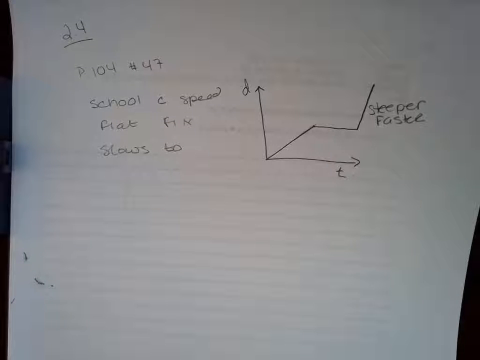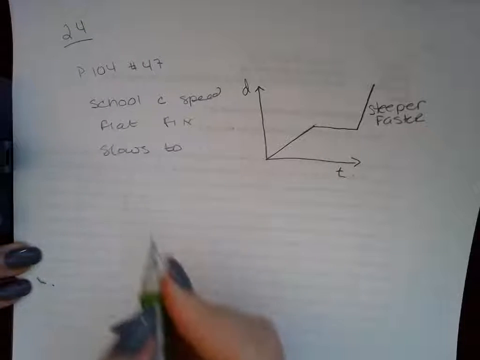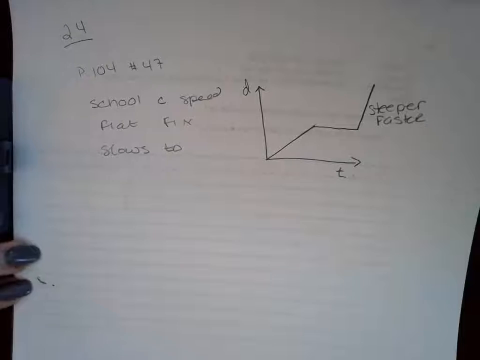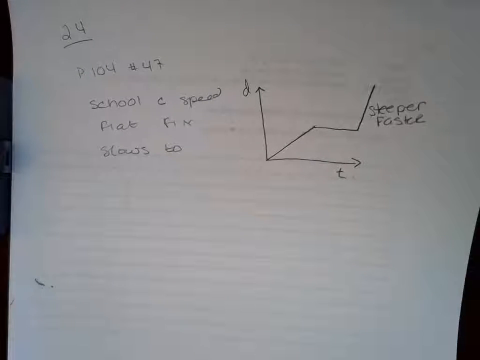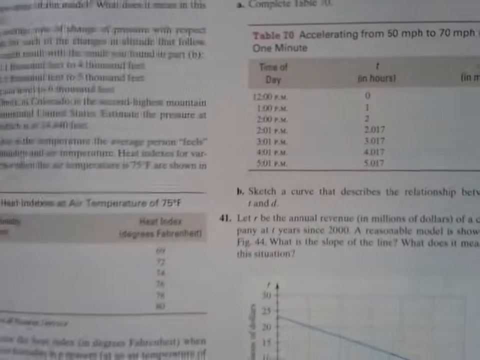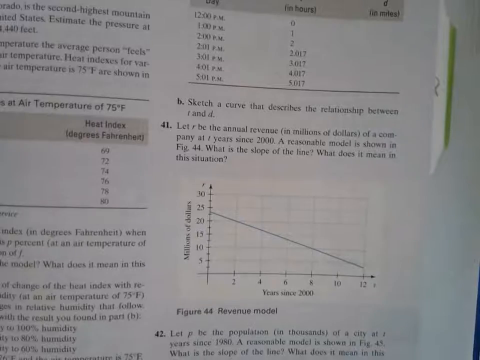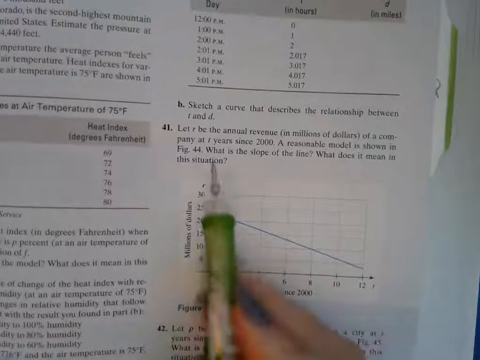Another problem from the same section is question 41. I'm going to bring the book over, because it is a graph. All right, sorry, so you don't get motion sick. So we're looking at question 41.